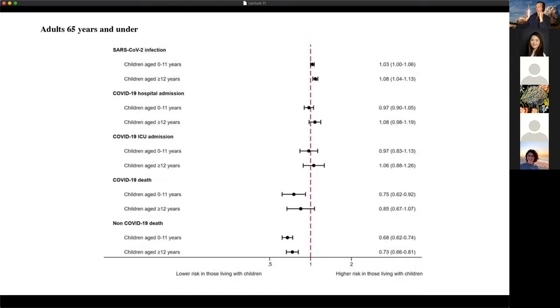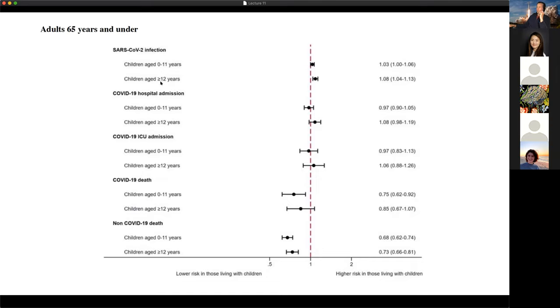And this is basically all you need to see from this study. The dots are point estimates, what they estimated from the model, and the bars are the confidence interval. If the confidence interval does not overlap one, you read this as a statistically significant difference. So for example, if in your household you have children aged between 0 and 11 years, you have what looks like a 3% increased risk of getting SARS-CoV-2, but it's not statistically significantly different from one. And if you cannot find that in a population of 12 million people, it's just not there, right? So this is just not a significant effect.